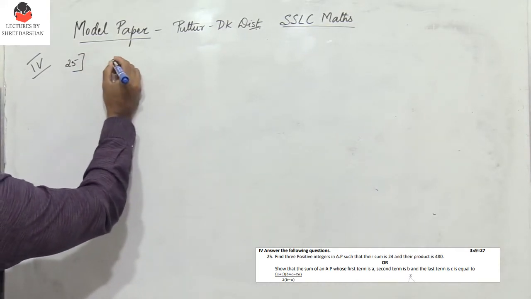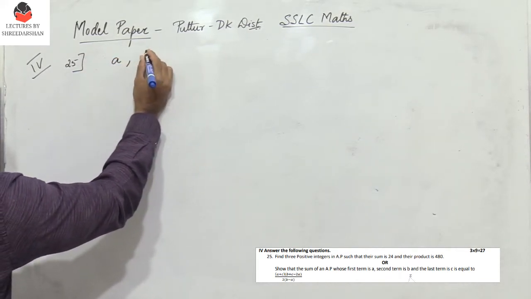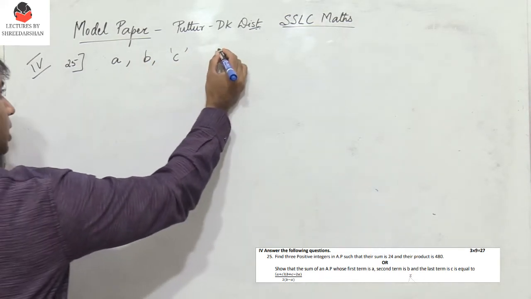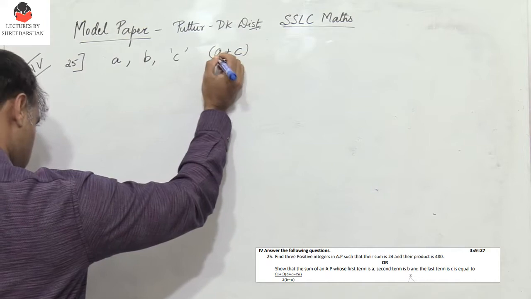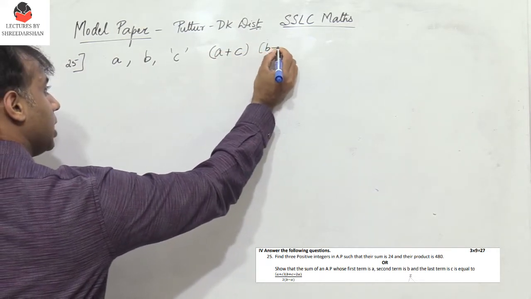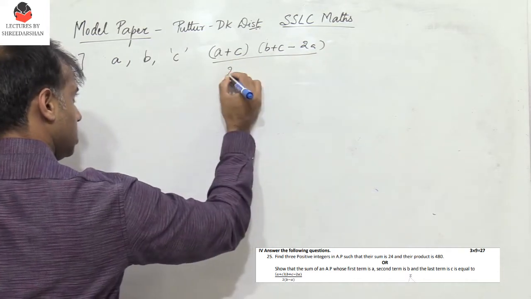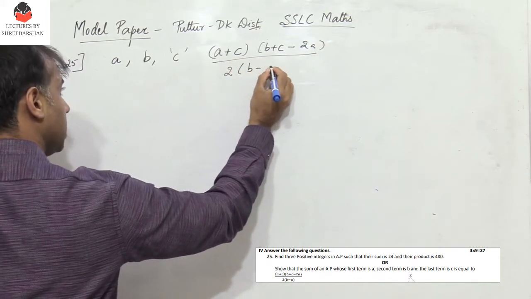Now we have an internal choice, where the question states: show that the sum of an arithmetic progression whose first term is a, second term is b and the last term is c is equal to a plus c into b plus c minus 2a divided by 2 into b minus a.